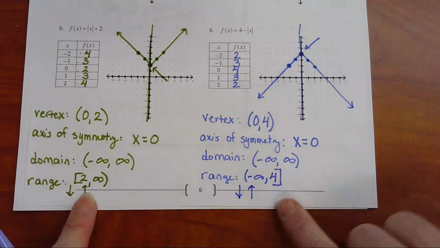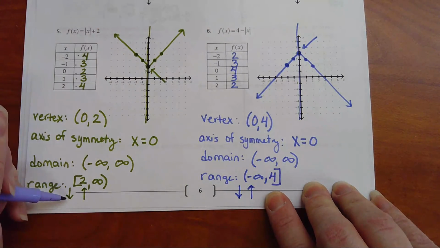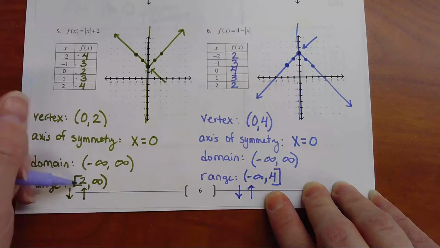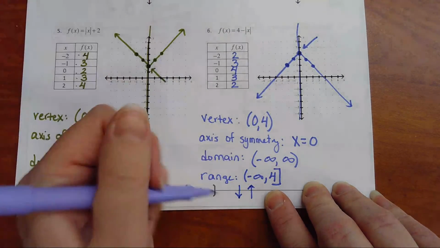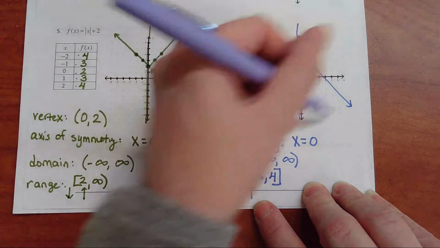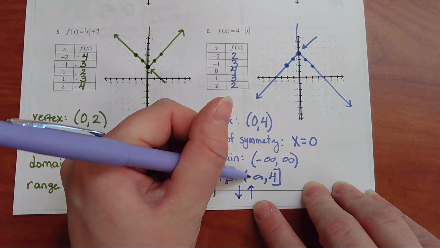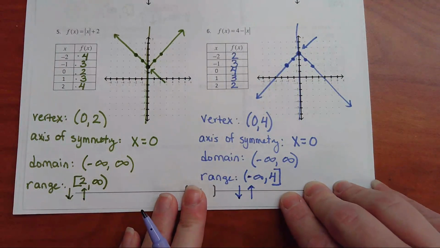Notice the difference here. This one's pointing up. And again, we went lowest to highest. The lowest our graph goes is 2. Highest our graph goes is we don't know. This one, lowest to highest. Lowest our graph goes, we don't know, so negative infinity. Highest our graph goes is up to 4.